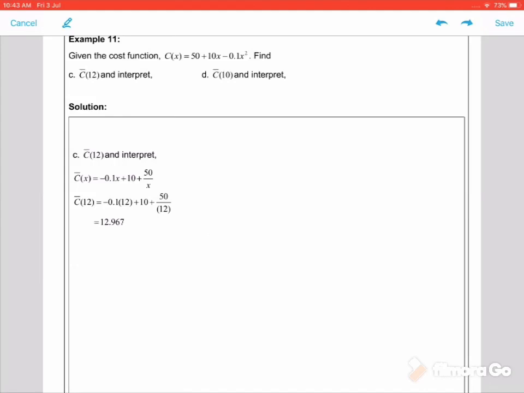Now we can interpret our answer like this. At a production level of 12 units, the average cost of producing a unit of product is Rm 12.97.